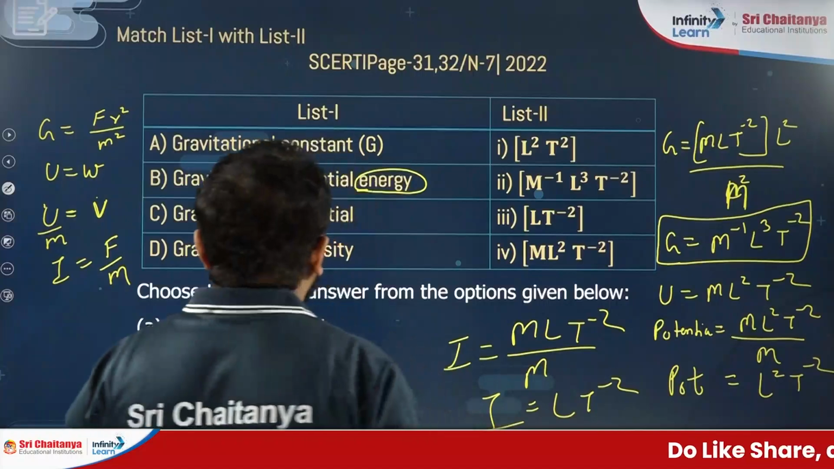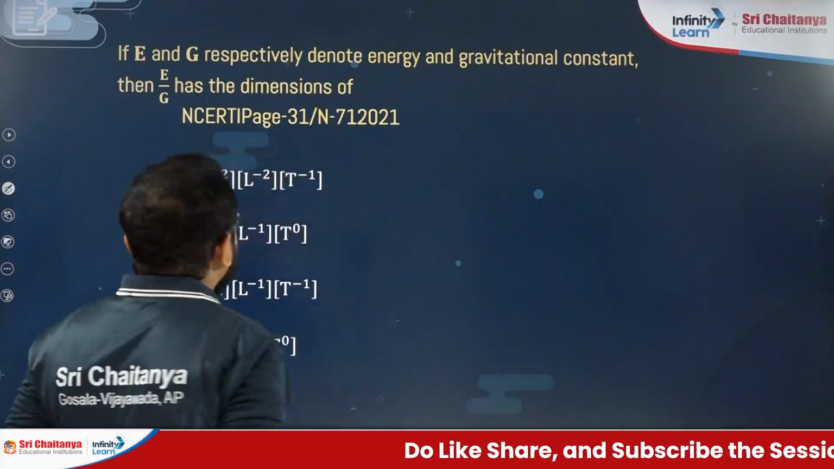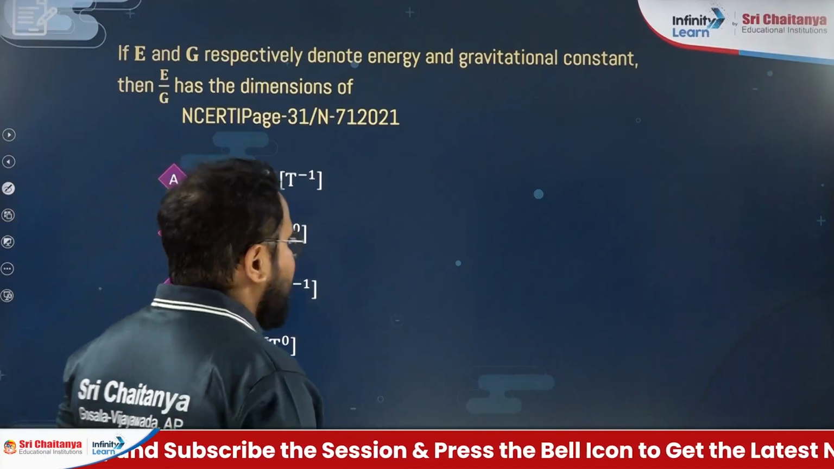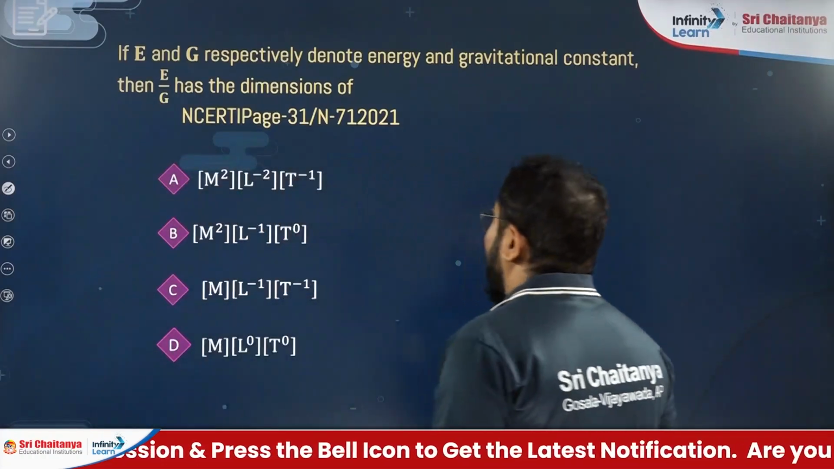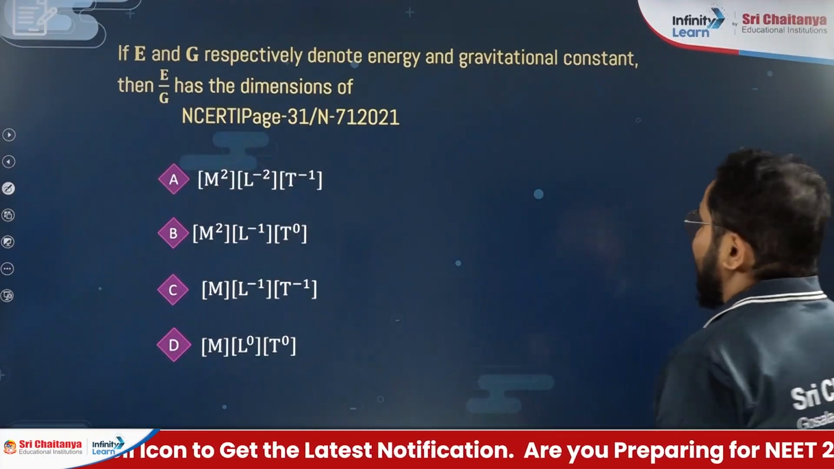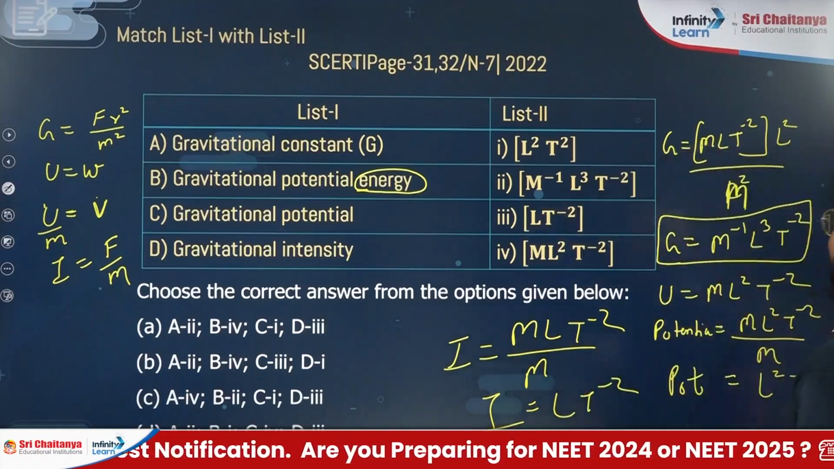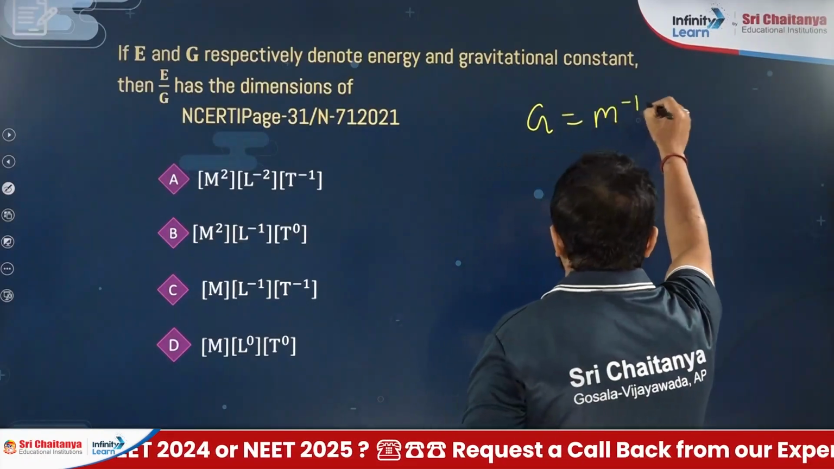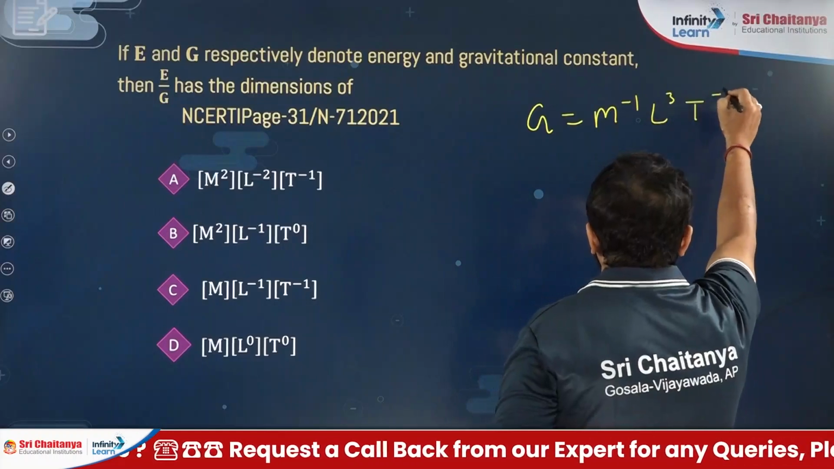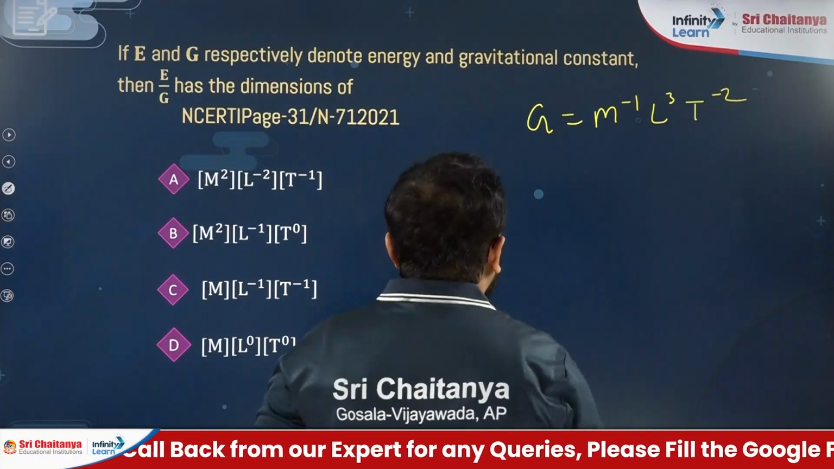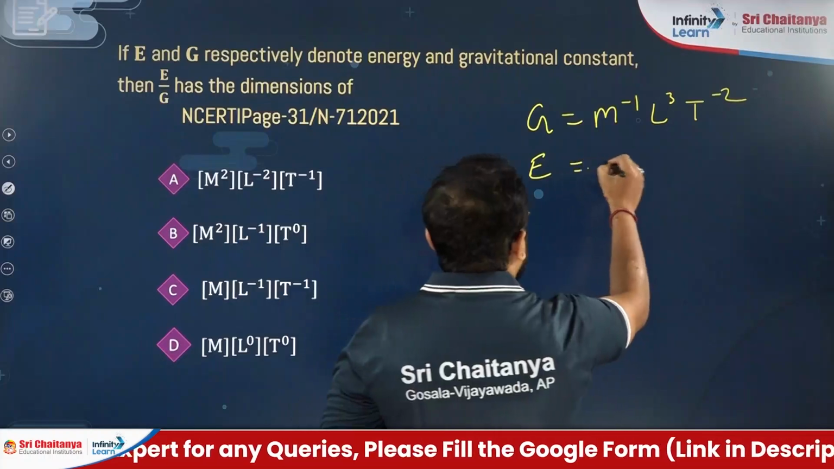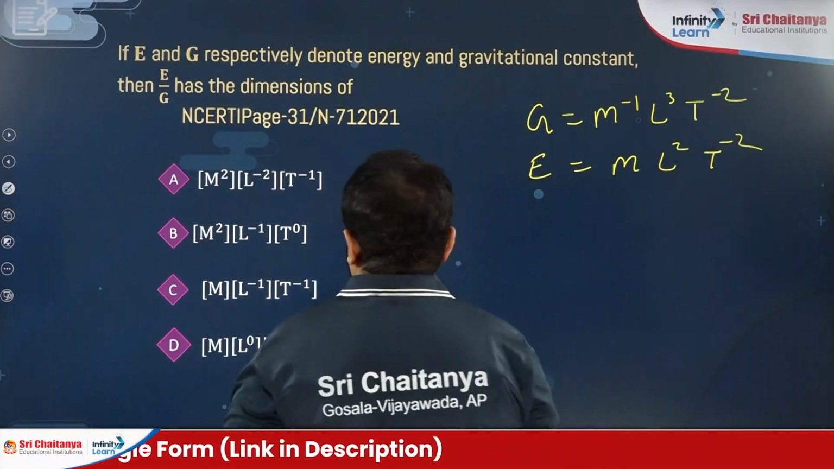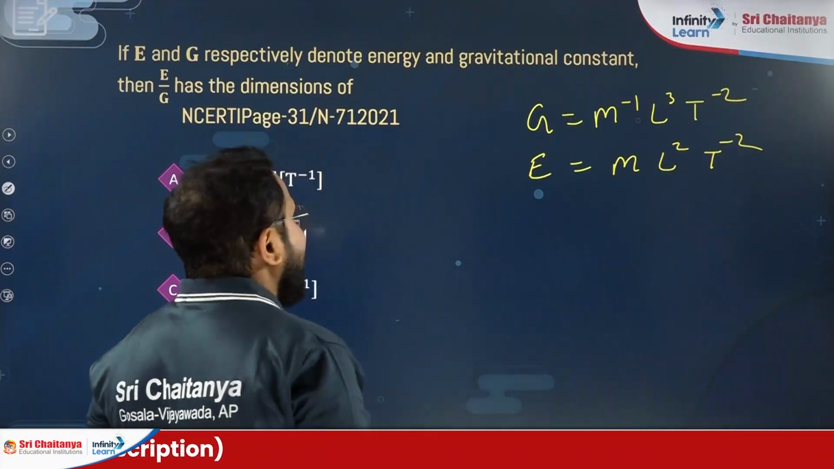So let's see the next question. If E and G respectively denote energy and gravitational constant. Just now we found the dimension of the gravitational constant. You can write it down from here. The dimension of gravitational constant is this. And the dimension of energy is M L square T minus 2. Then they are asking E by G.